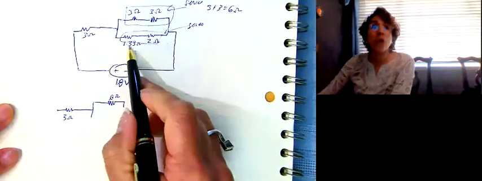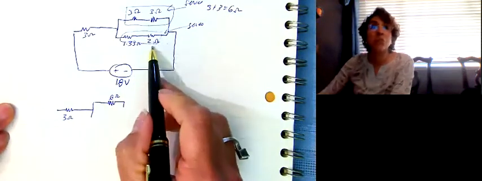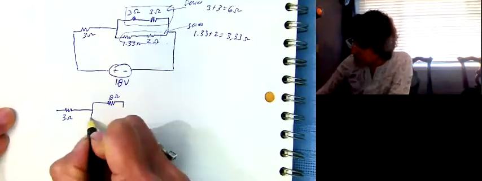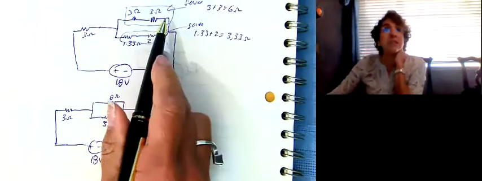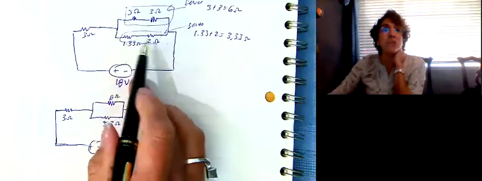And down here I have 1.33 plus 2, so I have 3.33 ohms. Okay, so I'm redrawing it as 3.33 ohms. There we go. I'm redrawing my battery here. All right, so that's 18 volts. So I reduce these down to 6 ohms and this to 3.33.